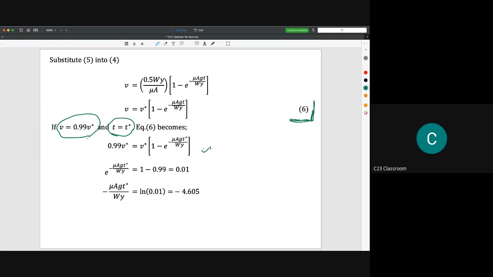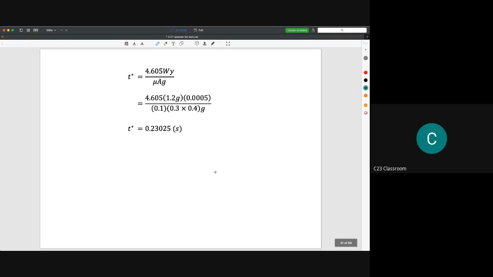We substitute this one and solve all these equations, so finally we get this one. That's why, if you look on the internet, the equation to calculate the terminal velocity is actually this equation; it simplifies from the idea of the integrating factor. If you substitute all the values, you will find that it takes 0.23 seconds before it reaches the terminal velocity, because the 99% is just to reflect the starting point of the terminal velocity.